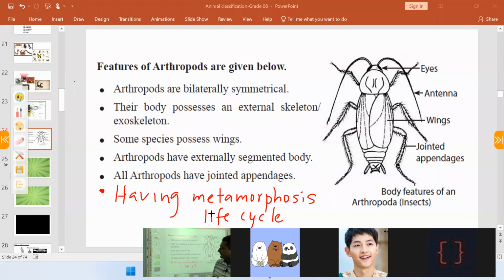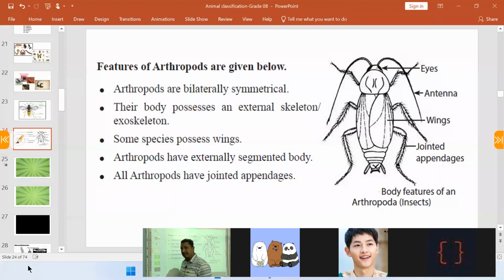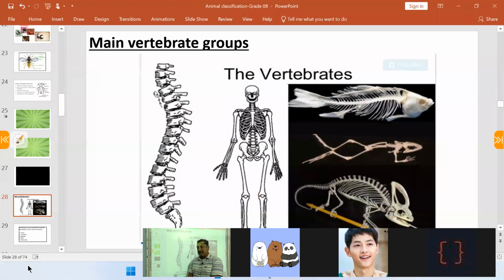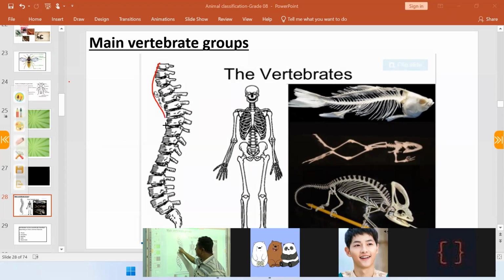Finished writing? Yes, sir. All right. This is all about invertebrates. Then we are going to learn about vertebrates, animals who have a vertebral column. There are 5 main vertebrate groups to be learned. Look at these animals. Here is the vertebral column or the backbone.